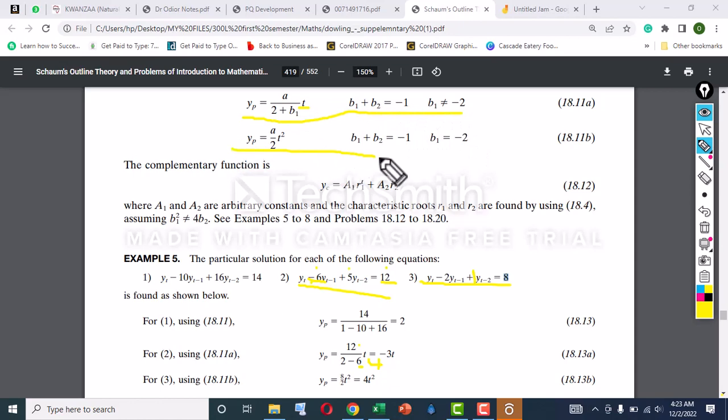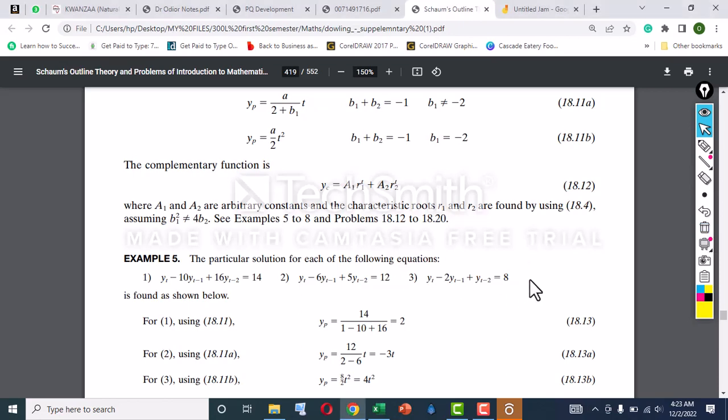So we are only left with the option of using the third formula. So the third formula, A over 2. What's our A? 8. That's 8 over 2. Then we put our t squared. 8 divided by 2 is 4. 4t squared is our final answer. So that is how to look for the particular integral of a difference equation.